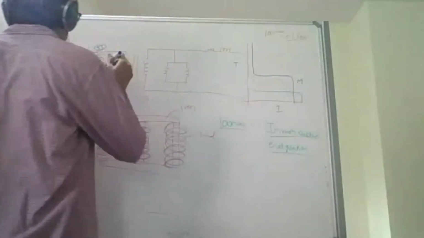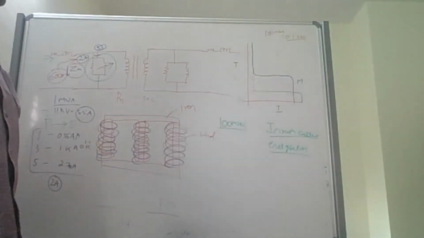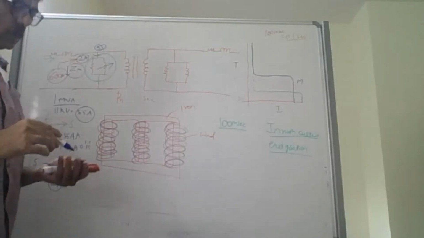Correct, basically, yes, you are absolutely correct. Is it 10 times of the full load current of the transformer, sir, or 10 times of the magnetizing current of the transformer? It is 10 times of the full load current of the transformer.